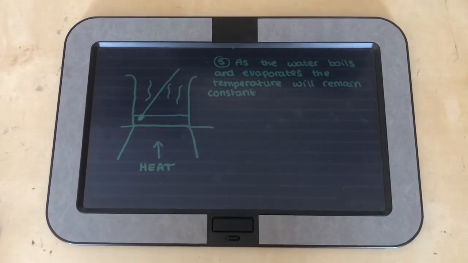However, as the water begins to boil and evaporate, the temperature will remain constant once again. This is for the same reason as before. Energy is being used to overcome the forces of attraction between particles, as the water changes from liquid to gas.